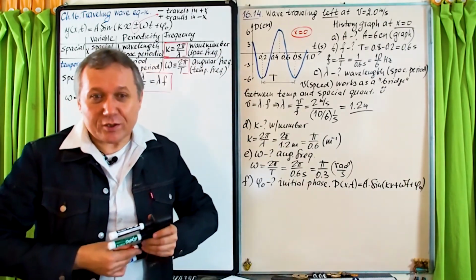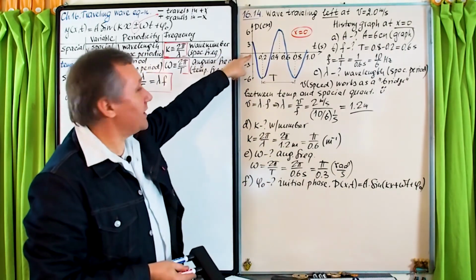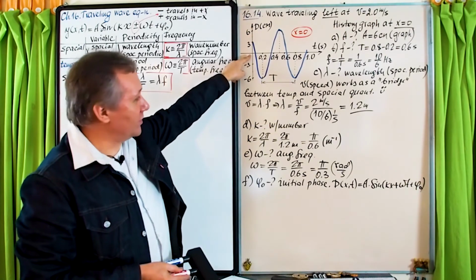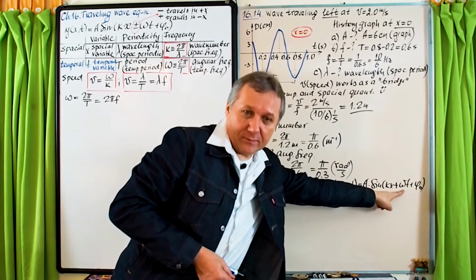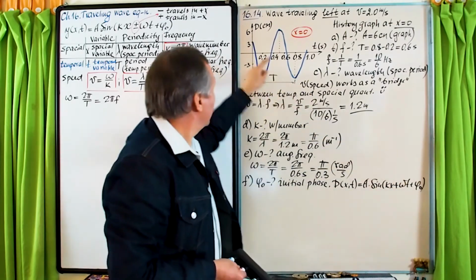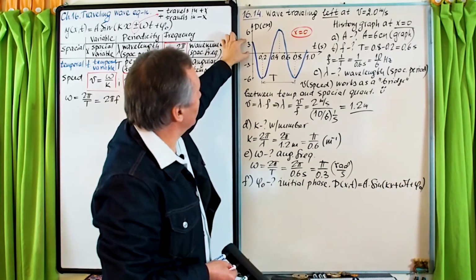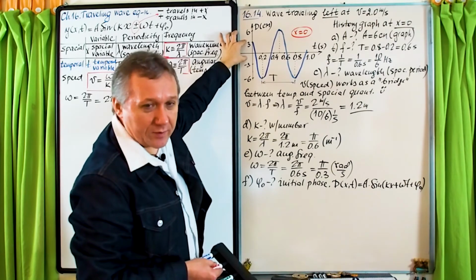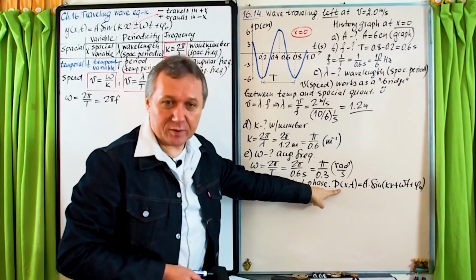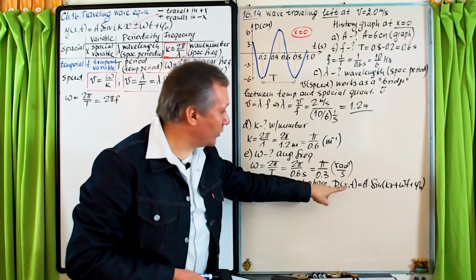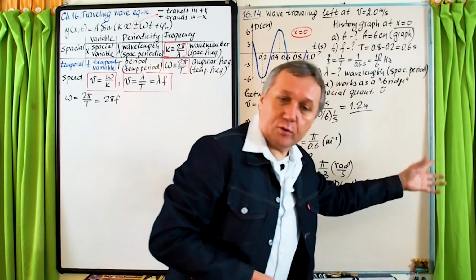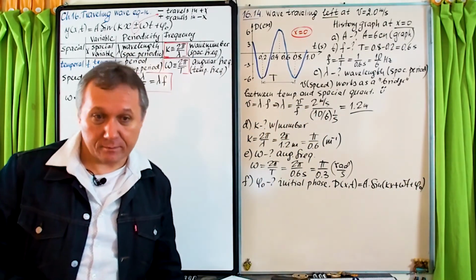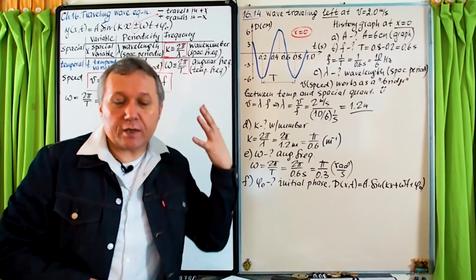And now, what's the easiest moment of time? Of course, t equals 0, because in that case this term will be 0 as well. And then if you take t equals 0, you can see the displacement d will be equal to 3 centimeters. So you will know this will be 0, this will be 0, and you should be able to find phi naught easily.